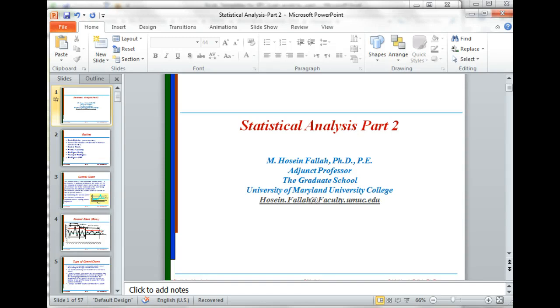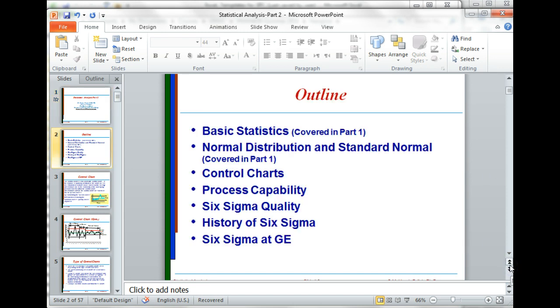In Module 1 I covered the basic statistics and some quality tools. In this module we'll follow that with a discussion of control charts, process capability, and cover Six Sigma, and essentially covers the three chapters of the text, chapters 11, 12, and 13 in this module.